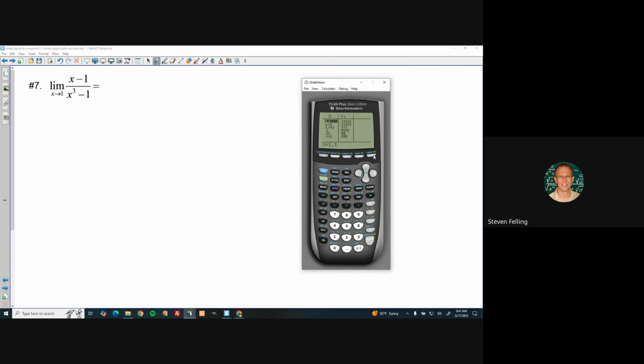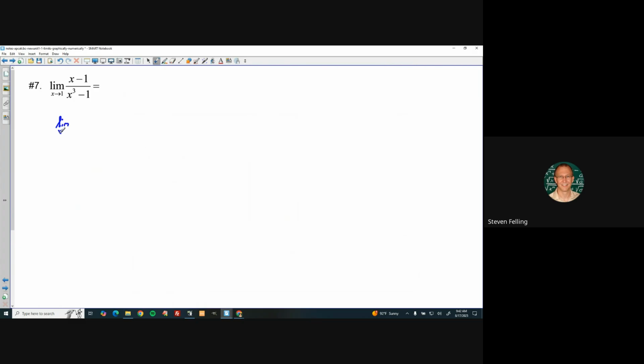We're plugging in numbers below 1, so 0.9, 0.999. Okay, as we get closer to 1, this number gets closer to 0.333. So I would write that this way. Limit as x approaches 1 from the left of x minus 1 over x cubed minus 1 is equal to 0.333, which is 1/3. And then we're going to check from the right.